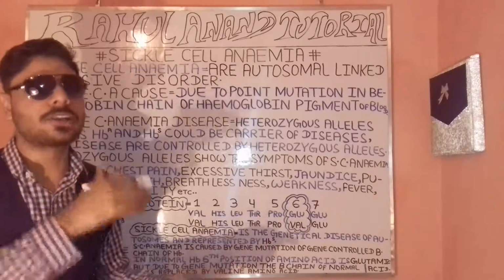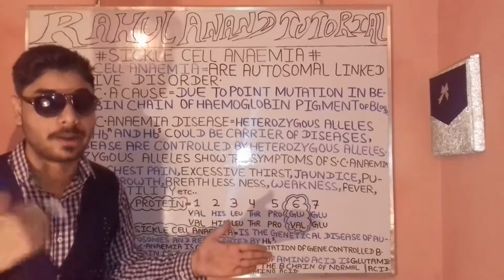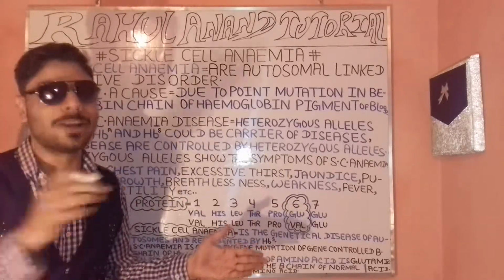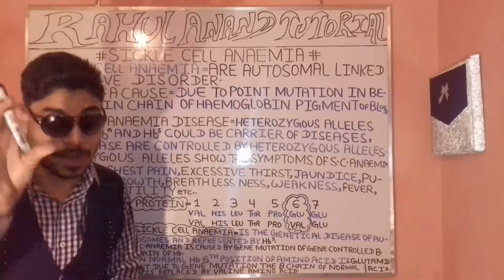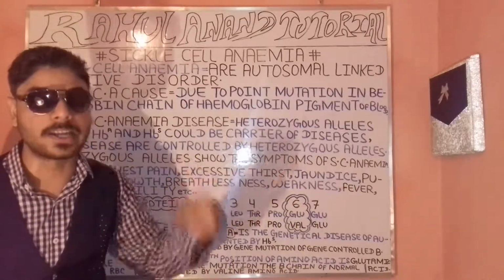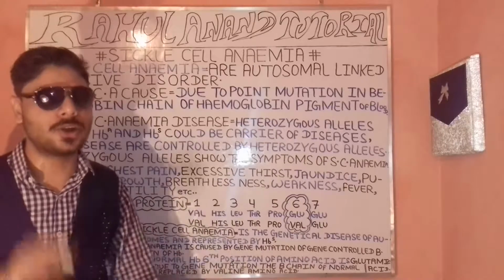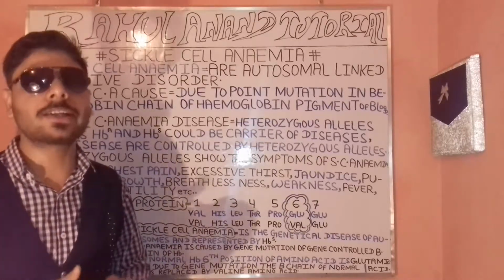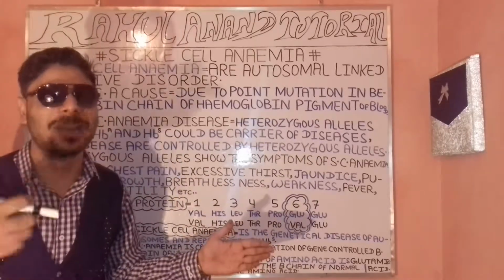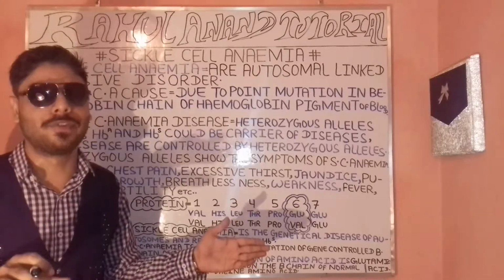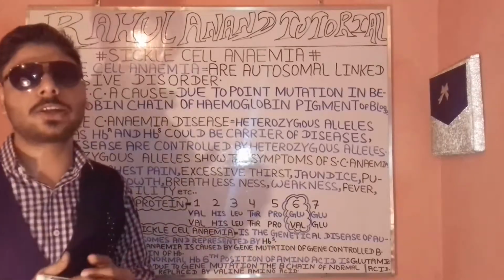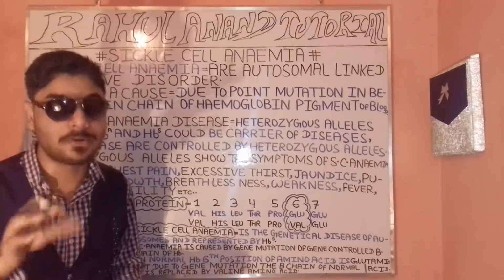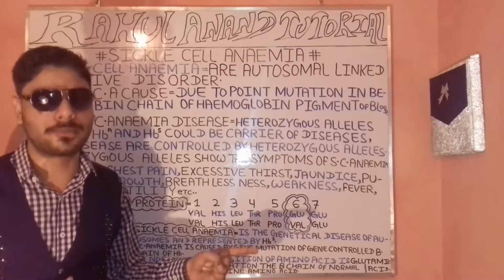Now, what is hemoglobin? Remember, hemoglobin plays an important role in providing coagulation properties to your blood. What is blood? Remember, blood is a liquid fluid tissue. And what is tissue? Tissue is a group of cells.